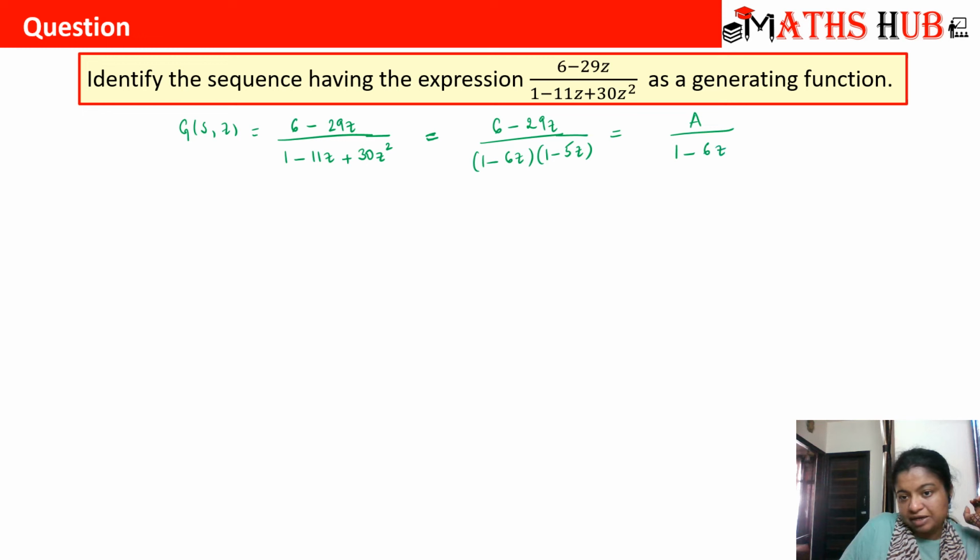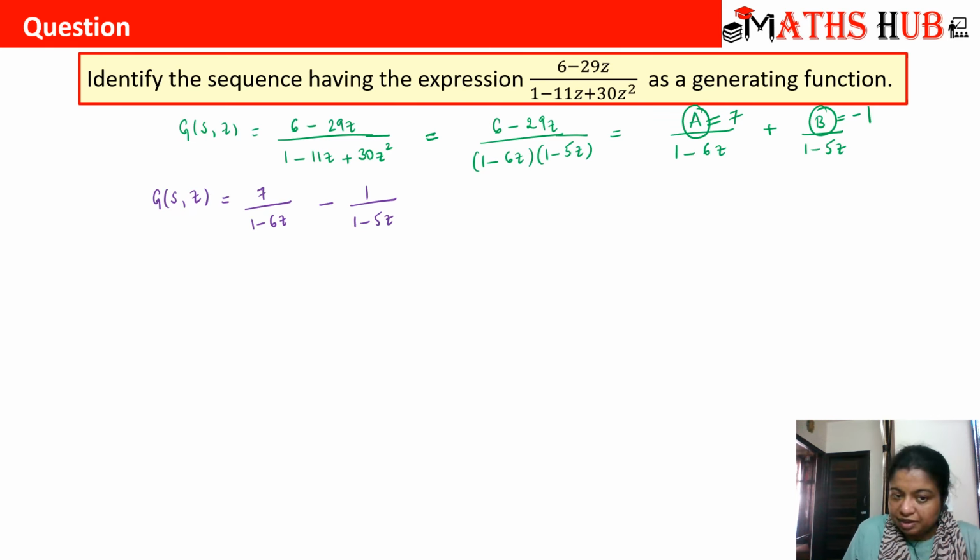This is a upon 1 minus 6z plus b upon 1 minus 5z, right? So let's cross multiply the terms and calculate the values of a and b. After your calculations, you'll find that the coefficient a is 7 and the coefficient b is minus 1, right? So we get our generating function as g of s comma z equal to 7 upon 1 minus 6z minus 1 upon 1 minus 5z, right?